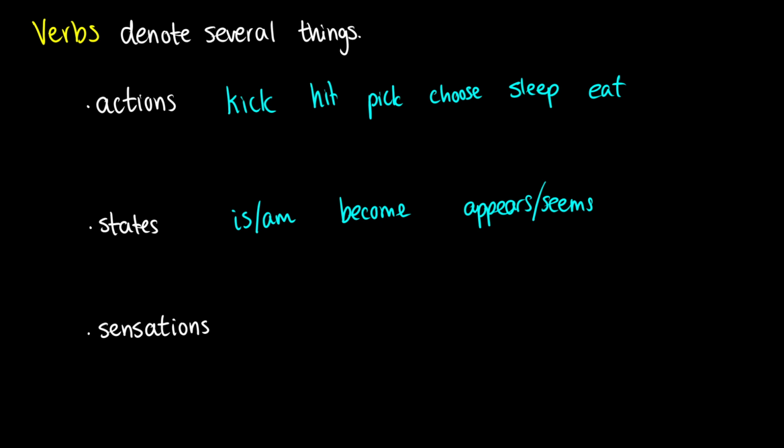Sensations are things like feeling. So he feels sleepy. This is a sensation. You can feel this. Or something like the apple tastes great. So these are personal experiences, how you relate something that you do with one of your senses in your body, like feeling, touching, hearing, and so on. Yeah, so these are the different things that verbs can denote.